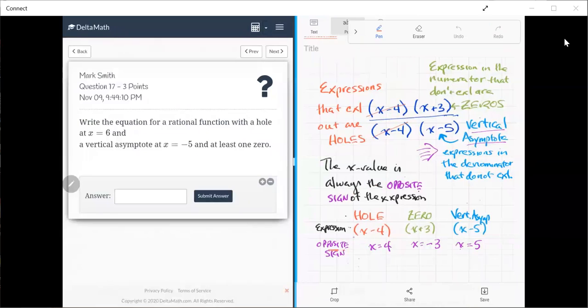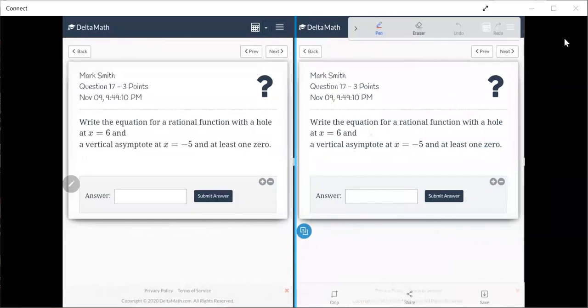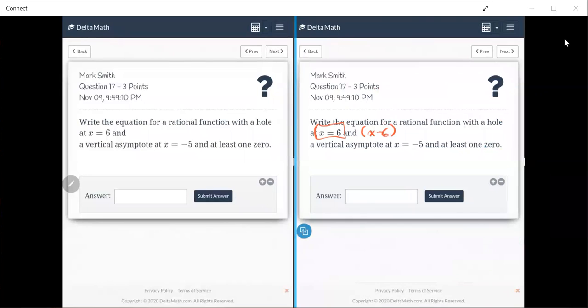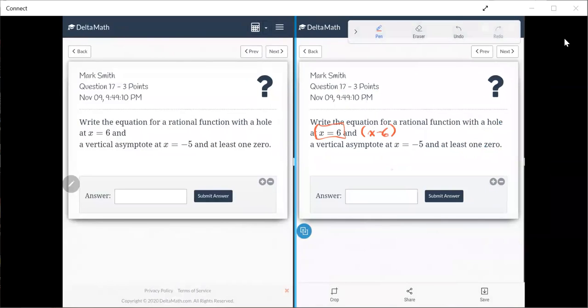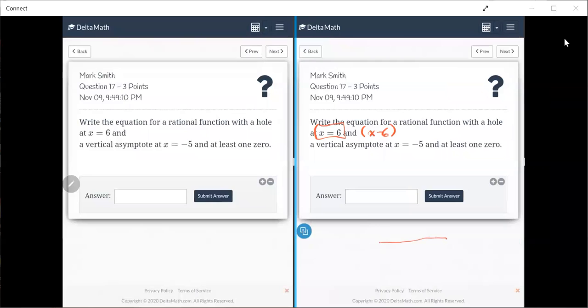So if the hole is at x equals 4, the expression is x minus 4, the opposite sign. And so if we want a hole at x equals 6, the opposite sign is x minus 6. And that's going to be in the numerator and the denominator. So I have to have an x minus 6.